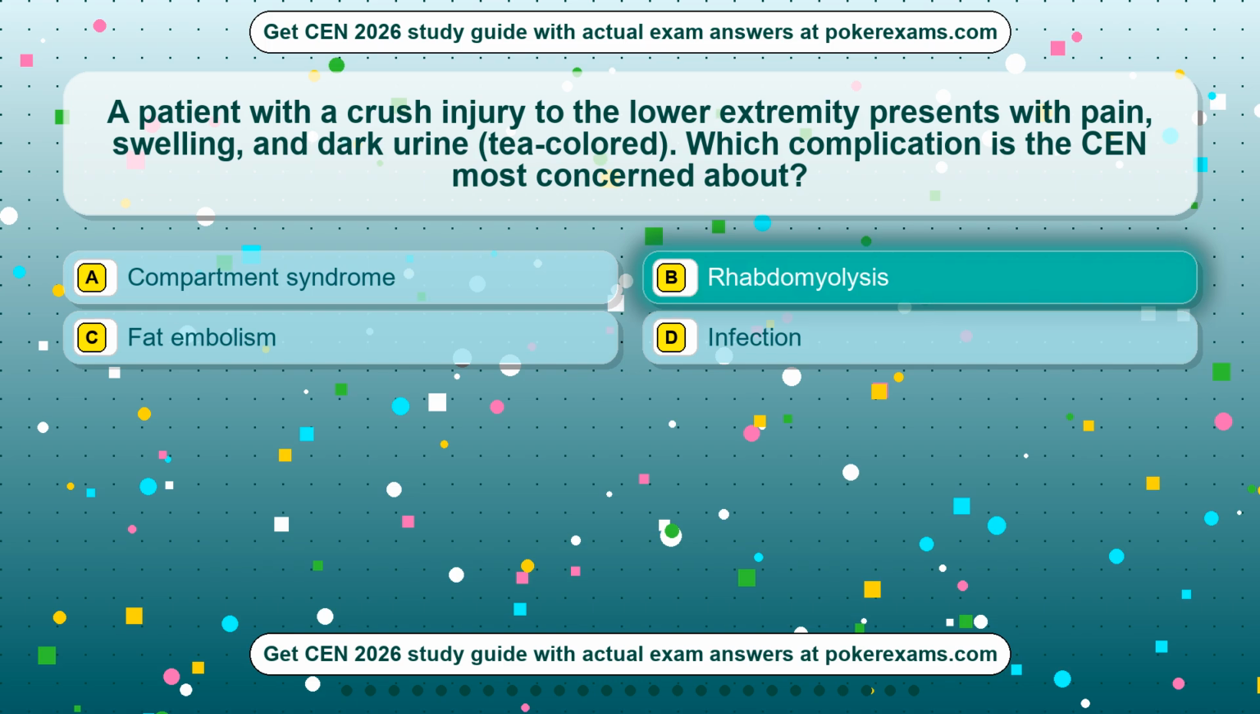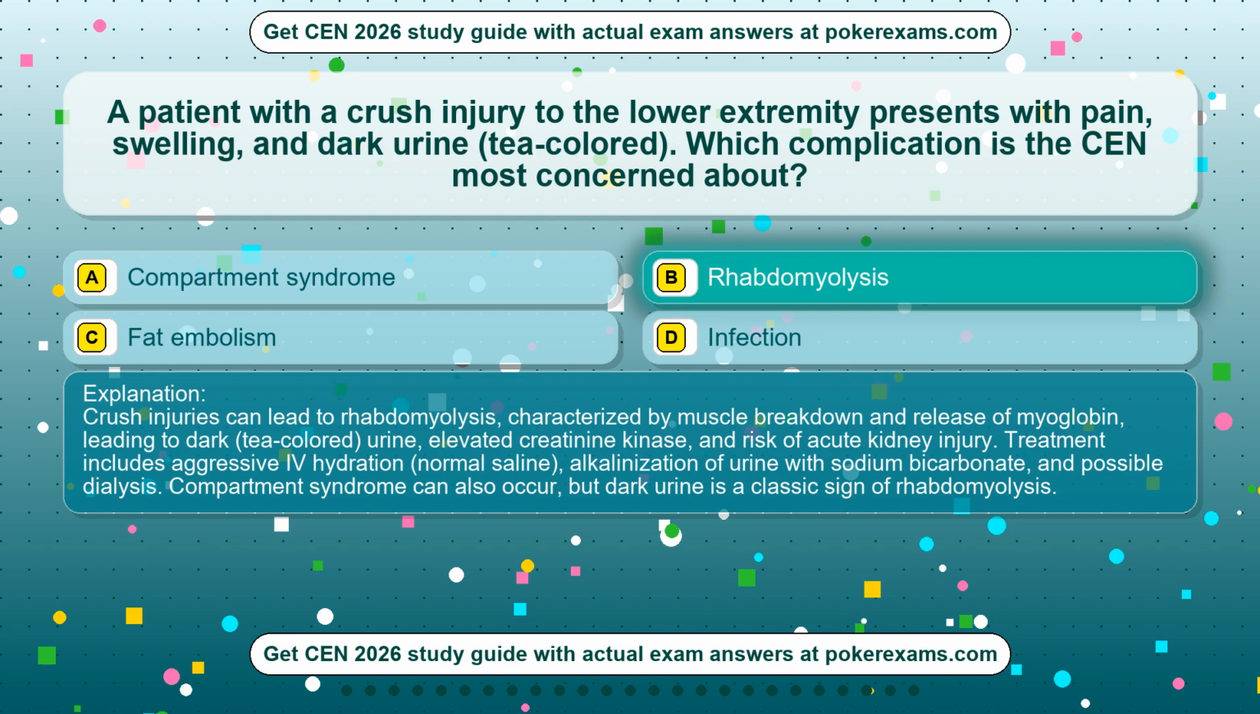Rhabdomyolysis. Crush injuries can lead to rhabdomyolysis, characterized by muscle breakdown and release of myoglobin, leading to dark, tea-colored urine, elevated creatine kinase, and risk of acute kidney injury. Treatment includes aggressive rehydration, normal saline, alkalinization of urine with sodium bicarbonate, and possible dialysis. Compartment syndrome can also occur, but dark urine is a classic sign of rhabdomyolysis.